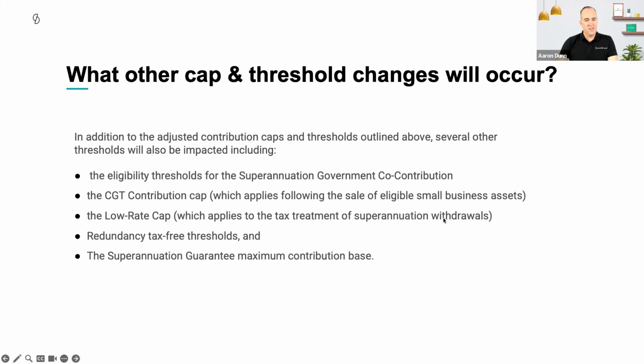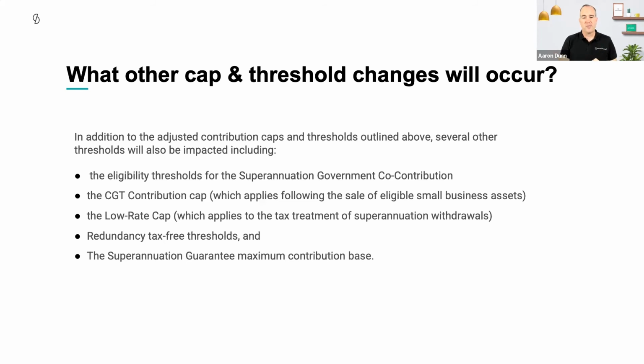So what other things will change as a result of this indexation of the contribution cap? There are a number of areas that will be influenced by this with contributions and thresholds. The first one will be around superannuation government co-contributions. We are also going to see an increase to the CGT contribution cap. Naturally, that relates to the sale of small business assets and so forth.